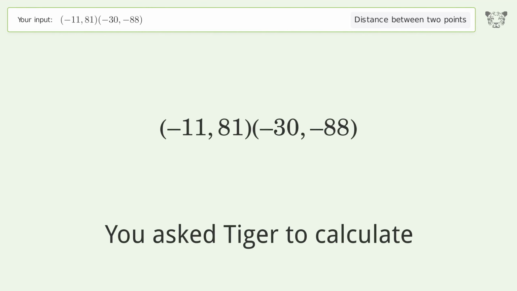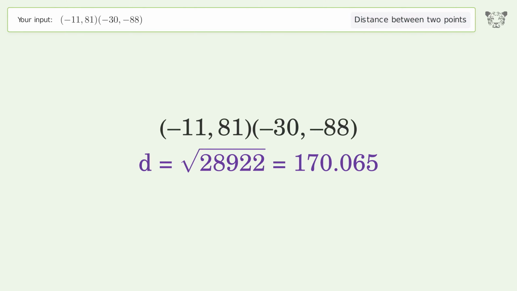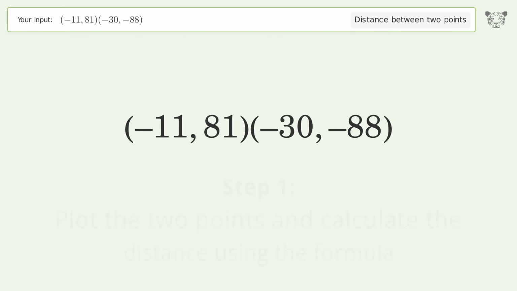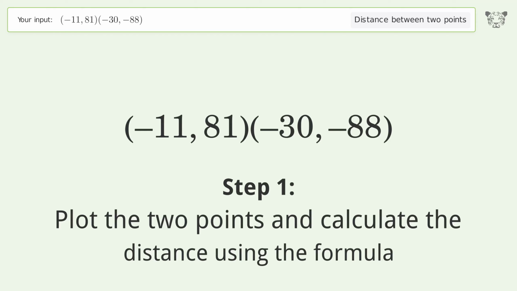You ask Tiger to calculate. This deals with the distance between 2 points. The distance between the 2 points is the square root of 28,922, or 170.065. Let's solve it step by step. Plot the 2 points and calculate the distance using the formula.